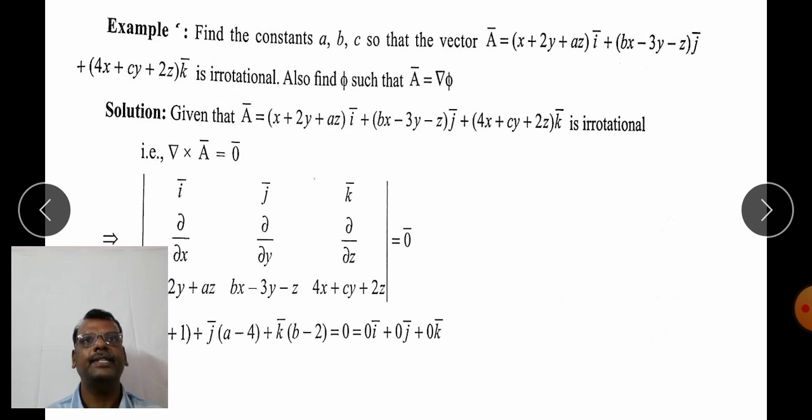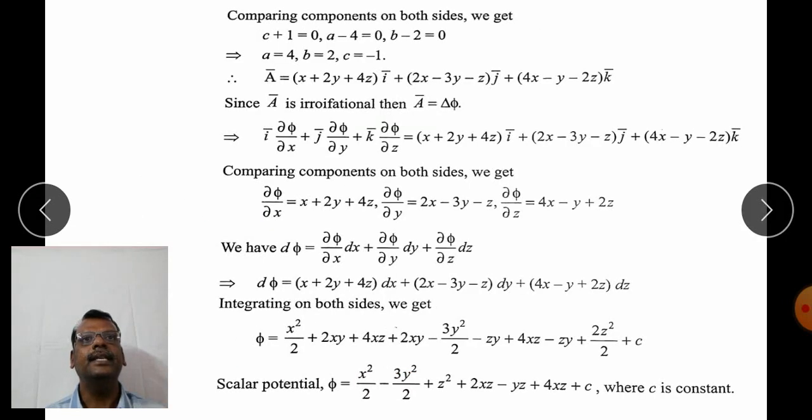by using the irrotational definition. What is the irrotational definition? Curl F bar is equal to 0. Therefore, del cross A bar is equal to 0, using the determinant expansion, the determinant of i, j, k, ∂/∂x, ∂/∂y, ∂/∂z, and f1, f2, f3, and finding the partial derivatives and expanding the determinant, we can find the values of a, b, c. That is, a is equal to 4, b is equal to 2, c is equal to minus 1. And we can write the values of a, b, c in the given A. Therefore, we have A bar is equal to (x plus 2y plus 4z) i plus (2x minus 3y minus z) j plus (4x minus y minus 2z) k bar.